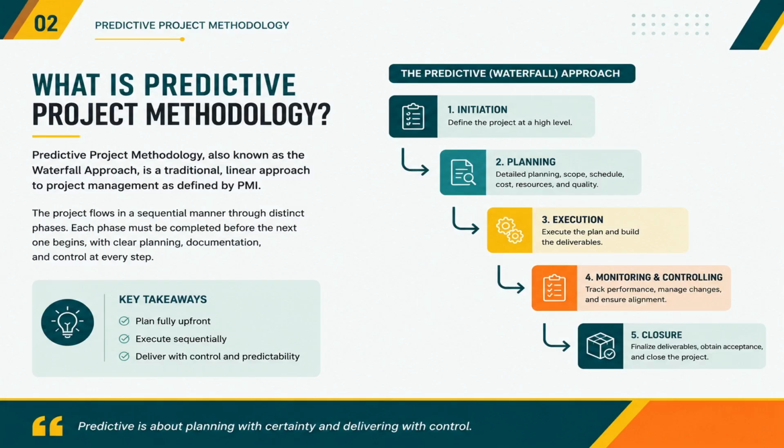As shown on the right side of the slide, the project flows through 5 major phases: initiation, planning, execution, monitoring and controlling, and closure. The key takeaway here is simple. Predictive methodology is about planning with certainty and delivering with control.